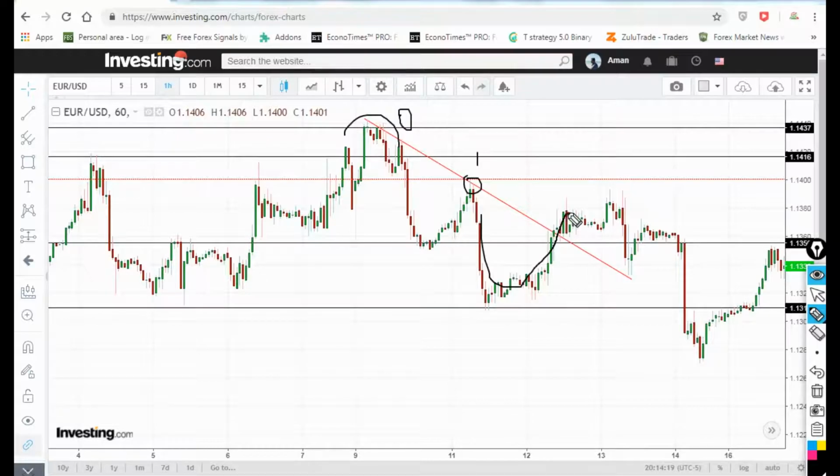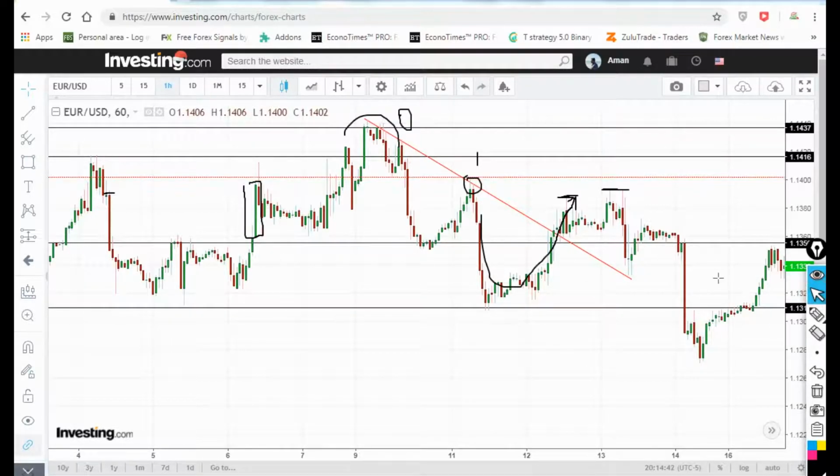When you see the market goes for a breakout, maybe this is not your support and resistance, but this is your exact true support and resistance. If you see in the past, this is a breakout candle, this is a breakout candle and there is another breakout candle here. So this is your support and resistance. Let me draw it to make it easy to understand.